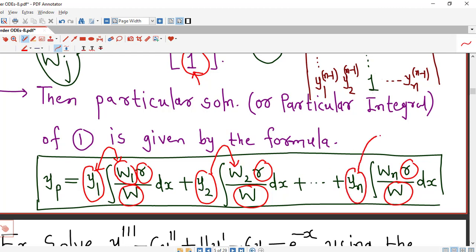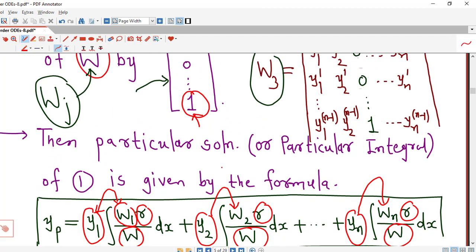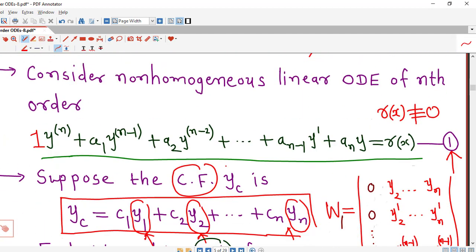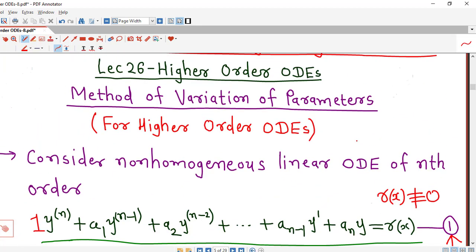If there is yn here, we will consider wn here. So we will remember this formula, and using this formula we can find out the particular integral of a non-homogeneous linear ODE of any order and with any right hand side. There is no limitation in the method of variation of parameters, it is a general method.